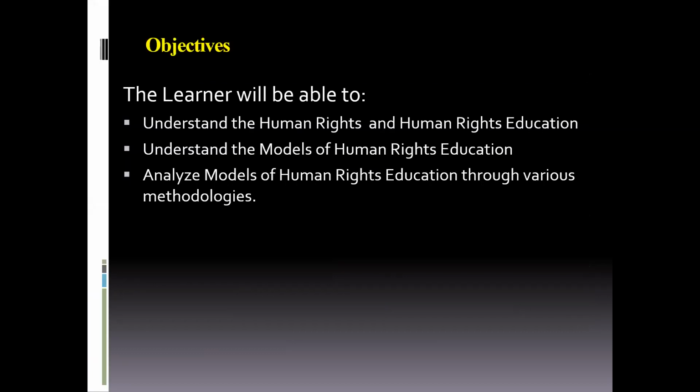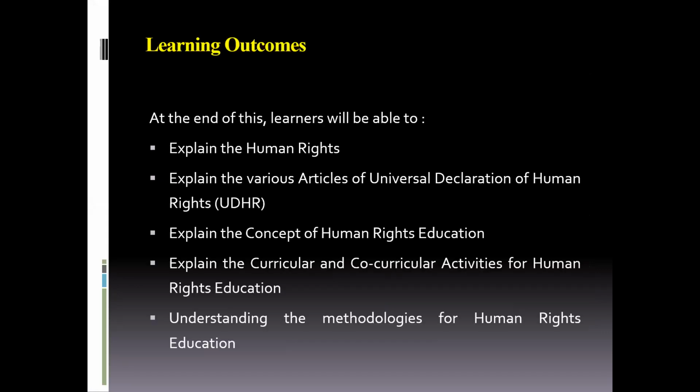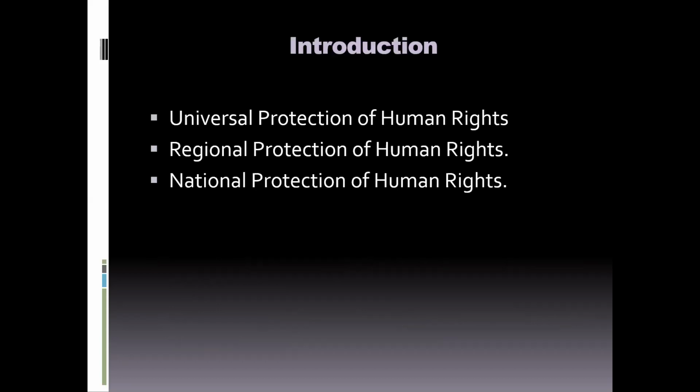Objectives. The learner will be able to understand human rights and human rights education, and also the models of human rights education. Analyze models of human rights education through various methodologies. Learning outcomes. At the end of this, learners will be able to explain human rights and the various aspects, articles of Universal Declaration of Human Rights. Explain the concept of human rights education. Explain the curricular and co-curricular activities for human rights education. Understanding the methodologies for human rights education.